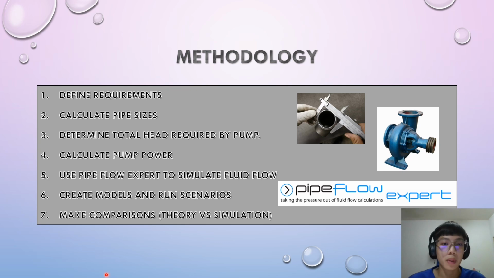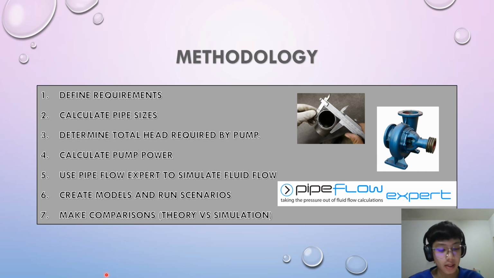Now, let me talk about the methodology. The first is defining the requirements. The design approach for the piping system began with defining the requirements and constraints, including the desired flow rate, acceptable velocity limit, and the necessary pressure drop across the system. And the second, calculate pipe size.